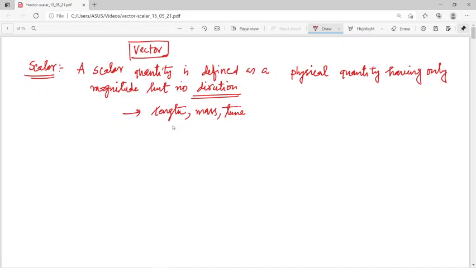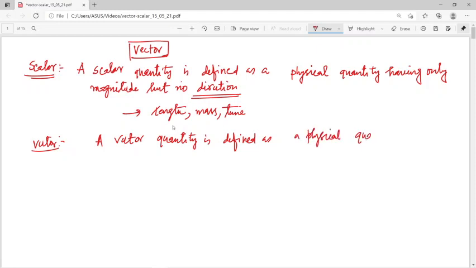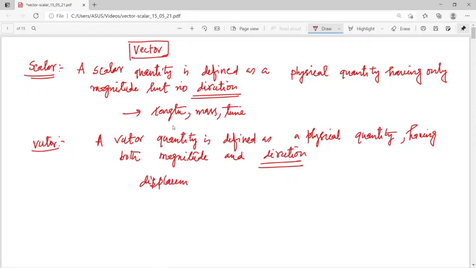And the basic definition of vector is that a vector quantity is defined as a physical quantity having both magnitude and direction. Now, displacement, velocity, or acceleration are treated as vector quantities.